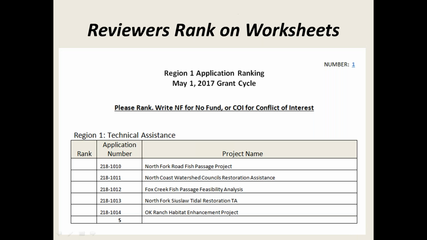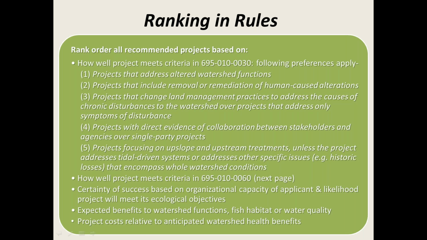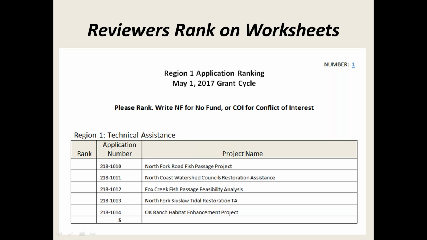Administrative rule also highlights that there should be a preference for projects that address altered watershed functions, address a human-caused alteration impacting water quality or habitat, address causes of disturbance over symptoms, and also include collaborative partnerships. And finally, a preference should go to projects that focus on upslope and upstream treatments or address a specific issue that encompasses the whole watershed conditions. And so we're asking reviewers to consider that collection of criteria.